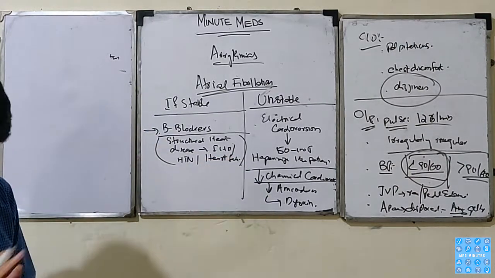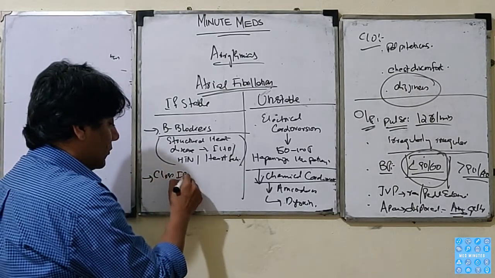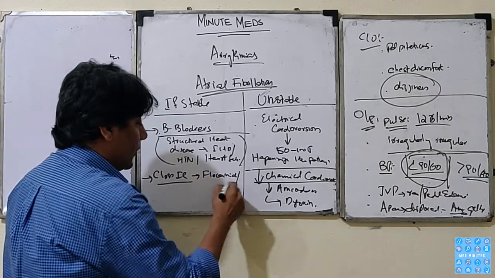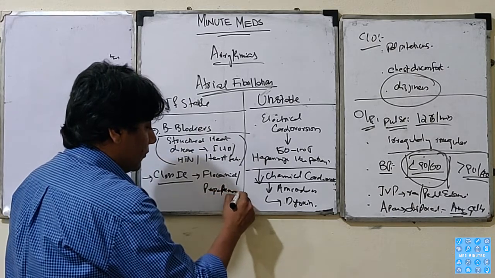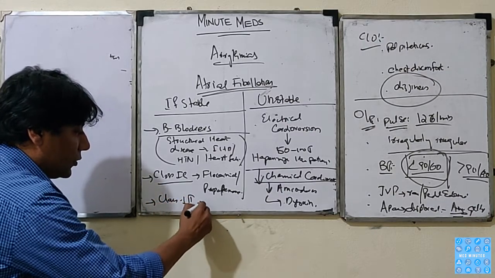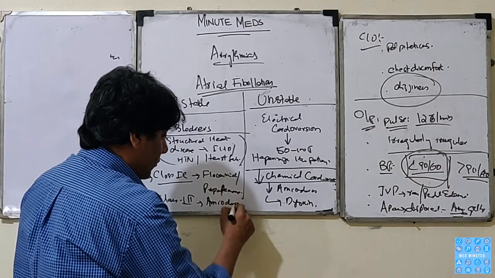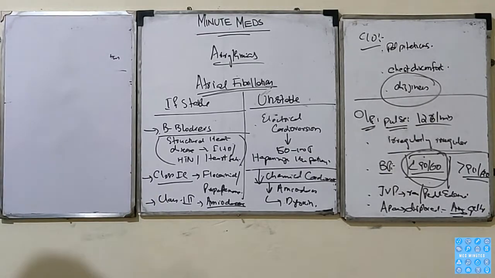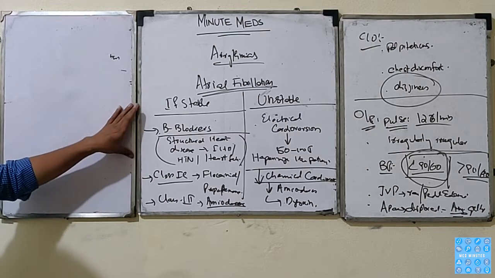and if the patient doesn't have any structural heart disease, then we can give the class 1C drugs like flecainide, like propafenone. Then the class 3 can also be used, like amiodarone, but it has very serious side effects. This is the usual approach to a patient with atrial fibrillation.